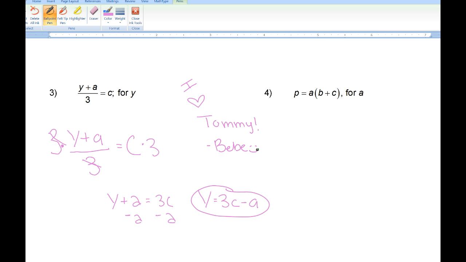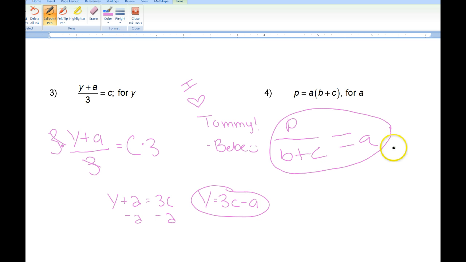Okay, take a look at the next one. Do not distribute. Why do we not want to distribute? Because then we're gonna have A in more than one spot. Right, now this is actually one step, Molly. You're just gonna divide right away. Since we're trying to isolate A, I need to get rid of the B plus C. How do you get rid of the B plus C? By dividing. So we're just gonna divide both sides by B plus C, and that's all you have to do.